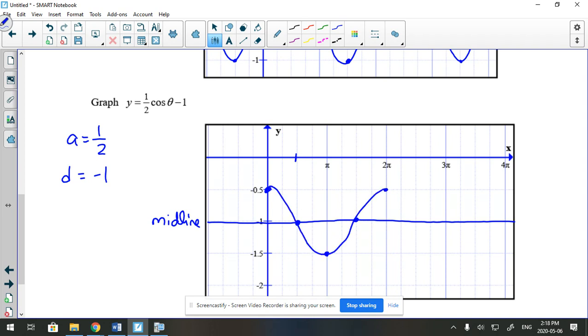That's one complete revolution of your cosine graph, and then we can just follow the pattern to keep going for the rest of the graph. And then that one's done.